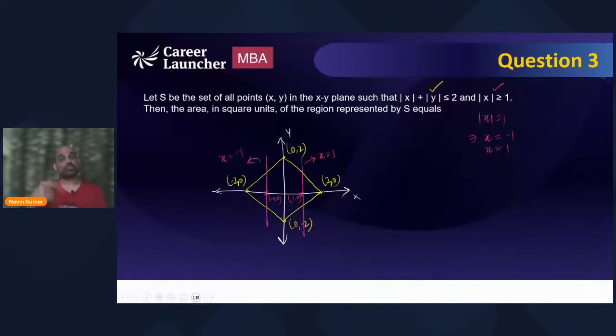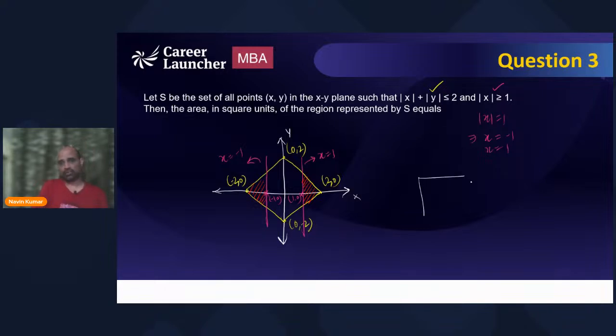So since it says mod of x greater than or equal to 1, obviously we are dealing with the region which is between the lines and the square. So we're talking about this region. There are two ways we can go ahead and solve it. First, we will figure out where these two vertical lines meet the square or the rhombus, then calculate the area of that region. Or what we can simply do is use a bit of common sense.